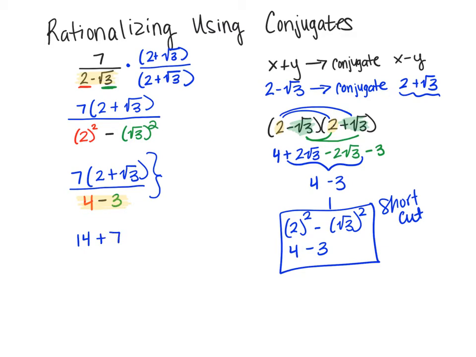And then we have 7 times root 3, which is just 7 root 3 as your final answer. So let's try another one. Let's try root 13 over root 5 minus 2. So this is a binomial because there's two terms. So we're going to use the conjugate to get rid of the radical.